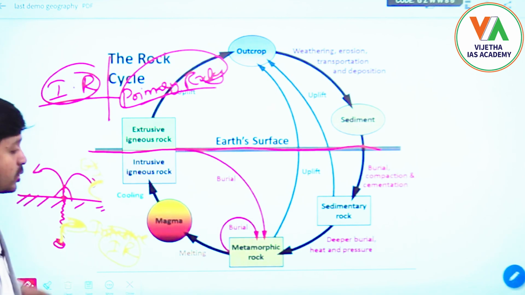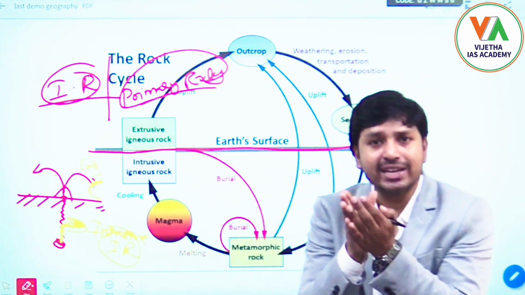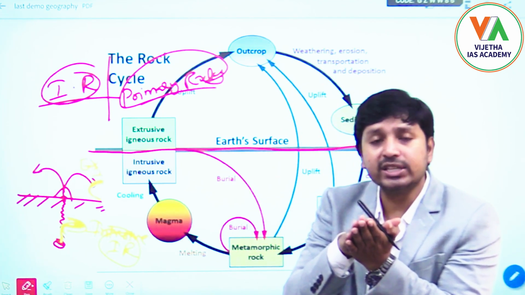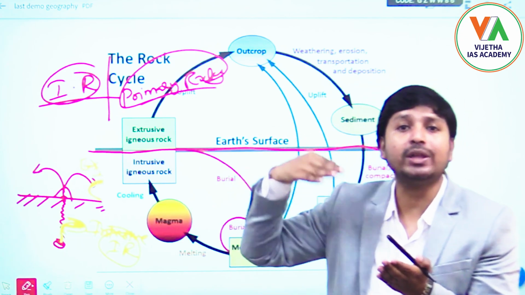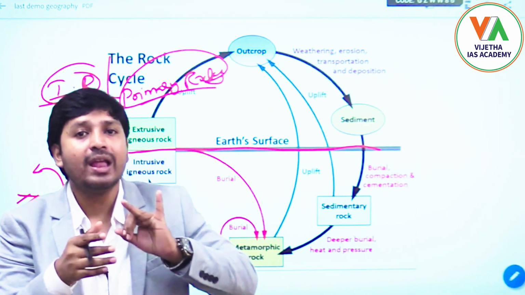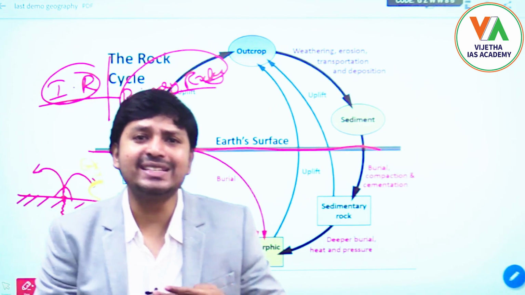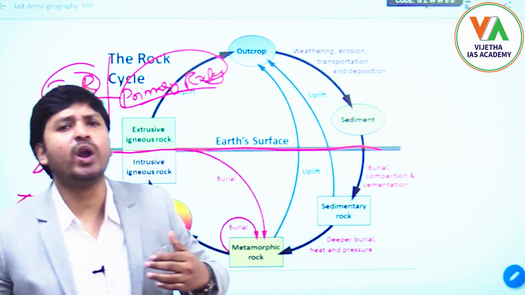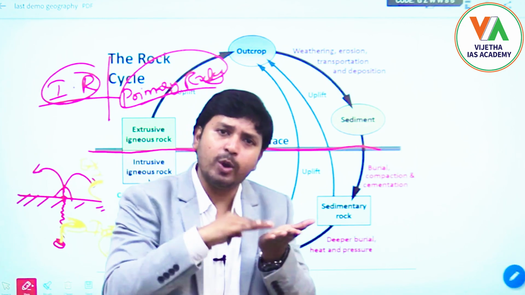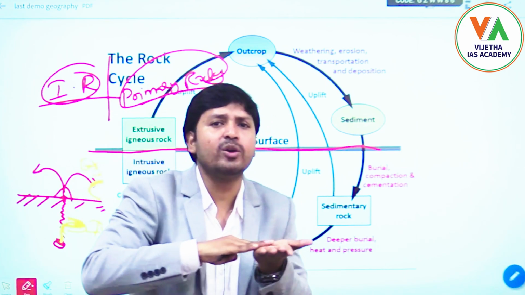Once an igneous rock has been formed, let us assume this is the igneous rock which has been formed, and when it is exposed to atmospheric agents like rainfall, temperature, pressure, winds and different agents, water flowing will try to erode some rock, right? When wind is blowing it will try to erode some rock, right? When rainfall is falling it will try to erode this rock, right?